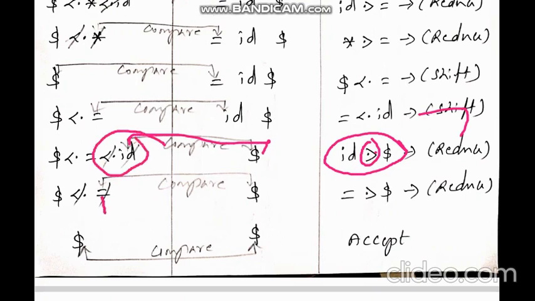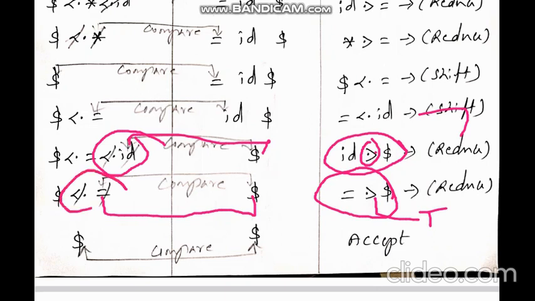Again this equal to is compared with dollar. When equal to is compared with dollar, again I am getting trailing symbol. Trailing in the sense reduce. So I am reducing it. So all of this has been reduced, right? Now what is left in the stack and what is left in the input? The stack has dollar symbol and the input is also having dollar symbol. So dollar and dollar match, then this is the start point, this is the end point.